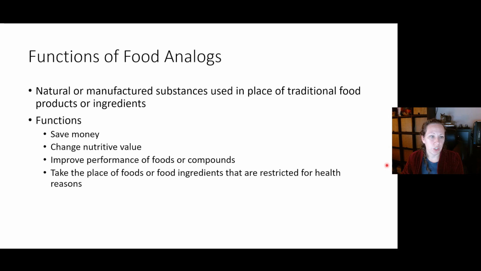The 4th function of food analogs is taking the place of foods or food ingredients that are restricted for health reasons. And that's a main function that we're going to focus on in this lecture today, is analogs that are taking the place of an ingredient that is typically restricted for health reasons. So these substitutes, which is a short way of saying that. Examples are artificial sweeteners, salt substitutes, fat substitutes, etc.